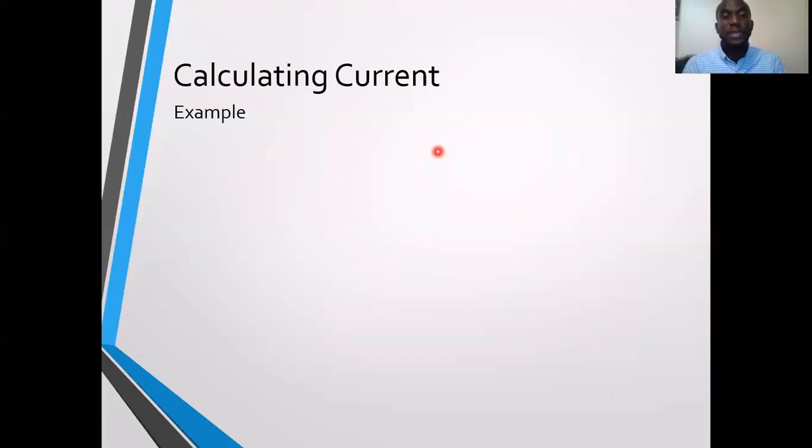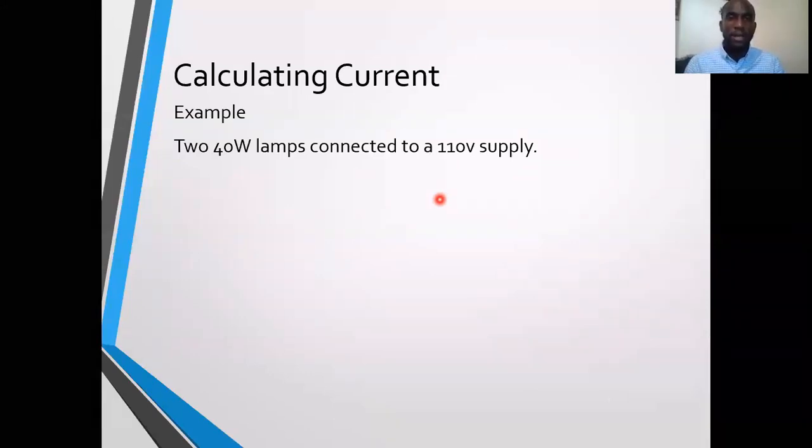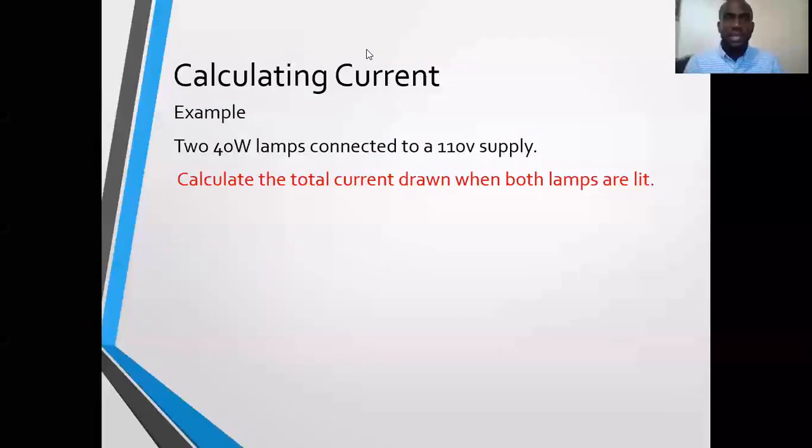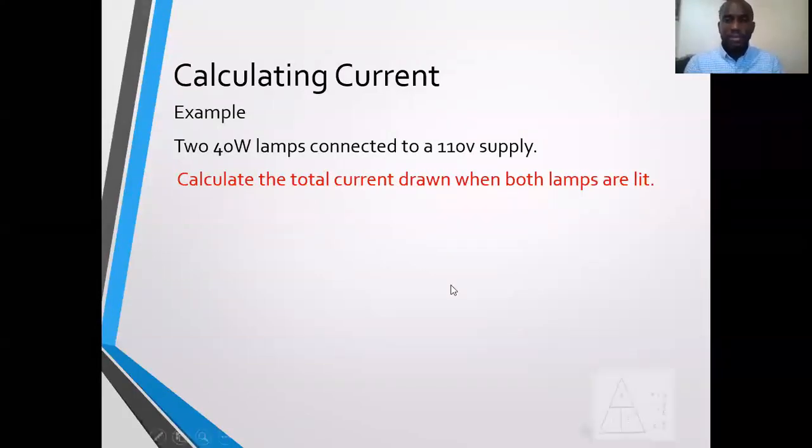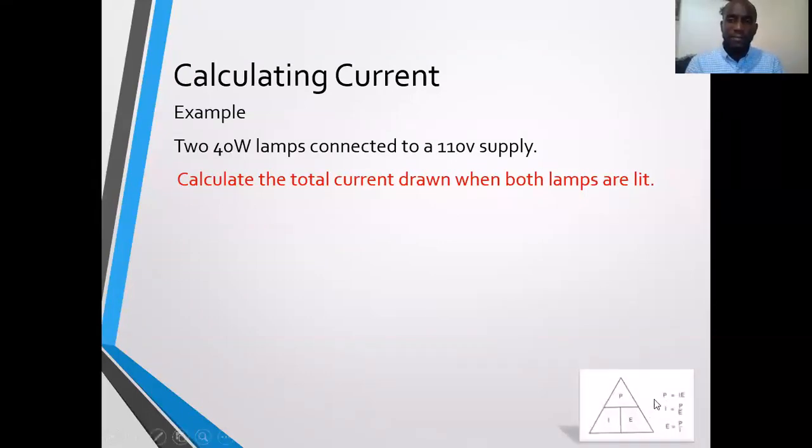Now, an important thing to understand how to do when you're dealing with circuits, especially lighting circuits, is to be able to calculate current. For example, if you're given two 40-watt lamps, and these two 40-watt lamps are connected to a 110 voltage supply, how do you calculate the total current drawn when both lamps are lit? To do this, you must remember a formula. And that formula, as you can see displayed here, is the Ohm's law power triangle.